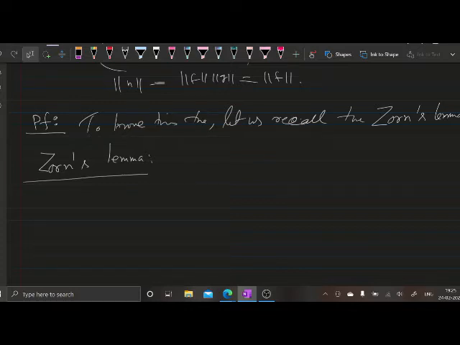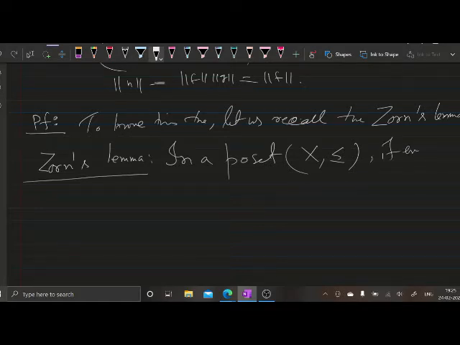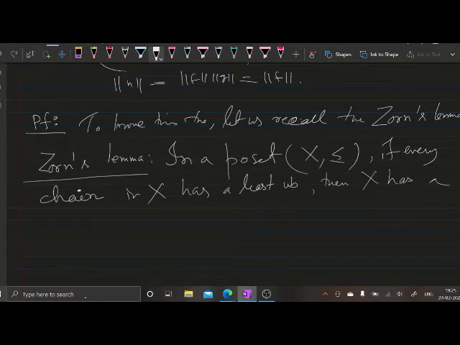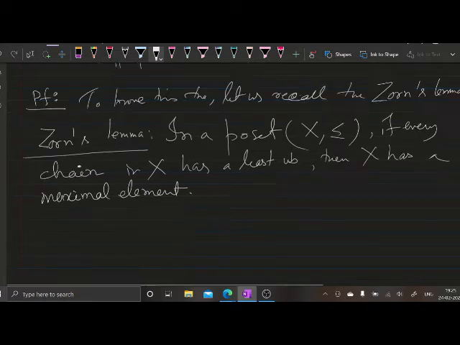Sir, every chain has a maximal element. So in a poset X, less or equal to, if every chain in X has a least upper bound, right, then X has a maximal element. Now what do you mean by a chain?